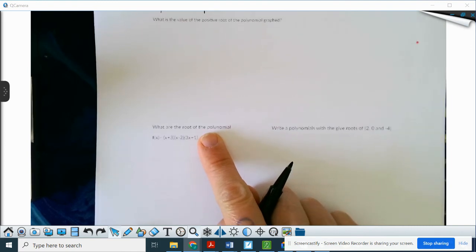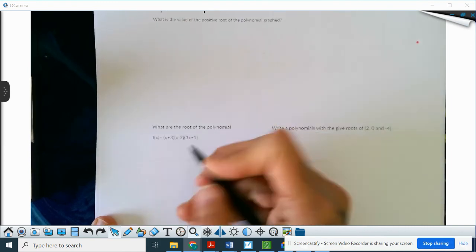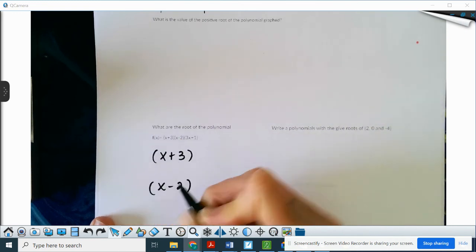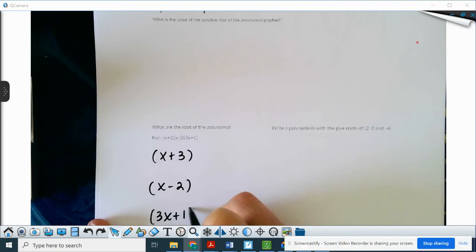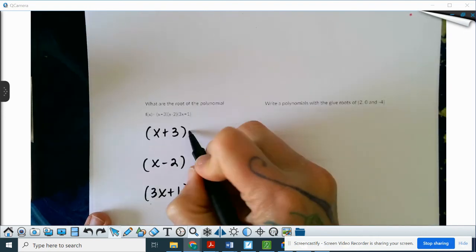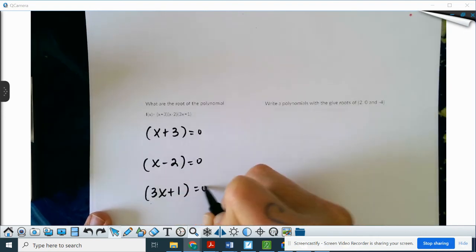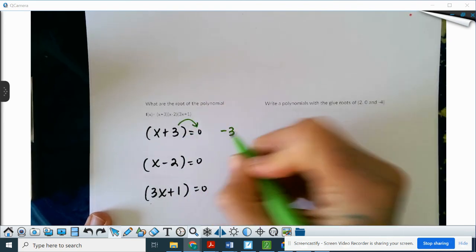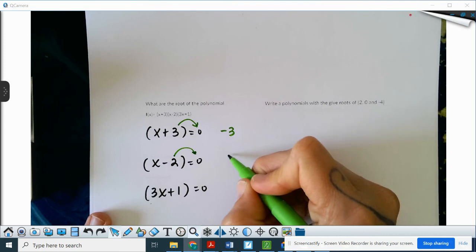So the roots, these are factors. The roots mean to solve it. So I have x plus 3, x minus 2, and 3x plus 1. So I'm going to set them equal to 0 and solve all the way through. So I'm going to take my 3, move it over. So that's going to be a negative 3. My 2, move it over. That's going to be a positive 2.